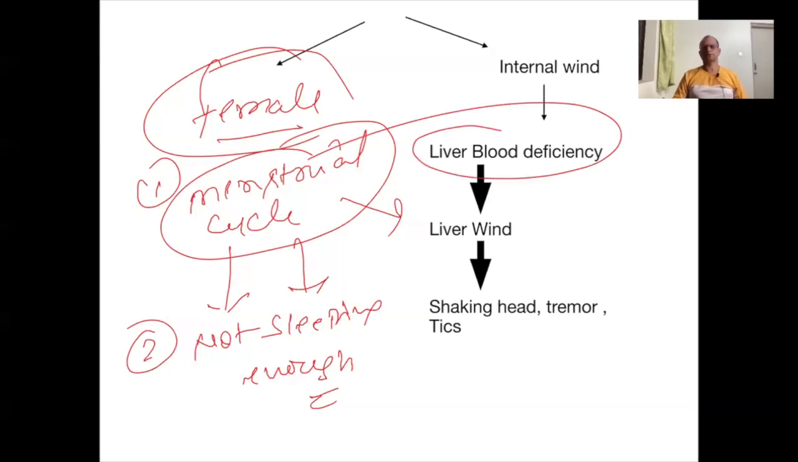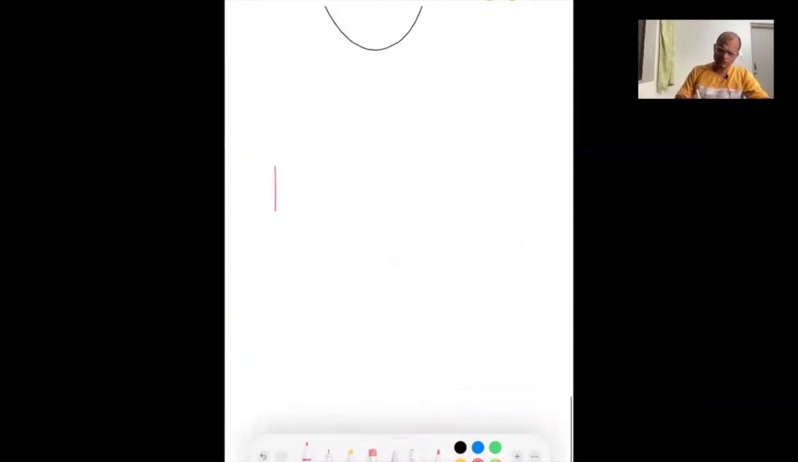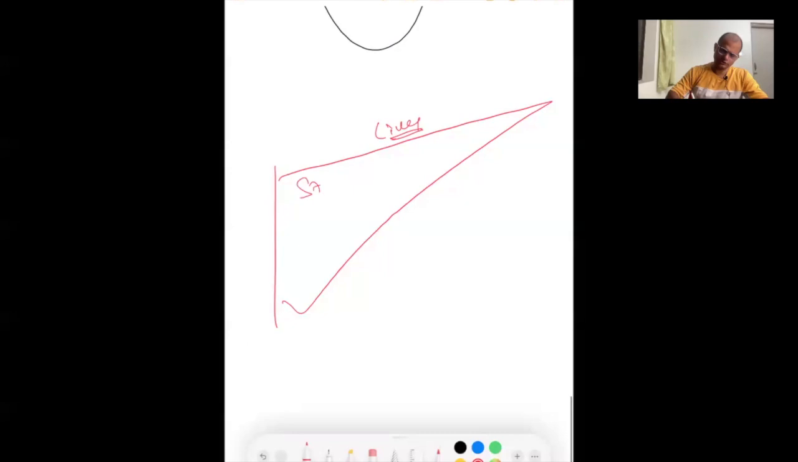अगर किसी कारण से उनके अंदर ब्लड की कमी हो जाती है, लिवर ब्लड की कमी हो जाती है, राइट? So if there is liver blood deficiency, again the same pattern. What is the same pattern? So this is the liver. Liver is storing blood. Liver blood को स्टोर करता है.